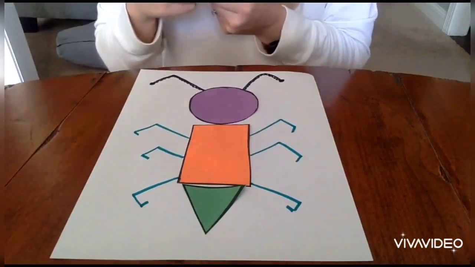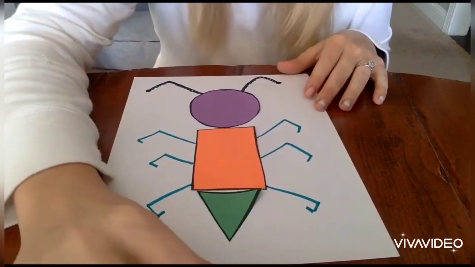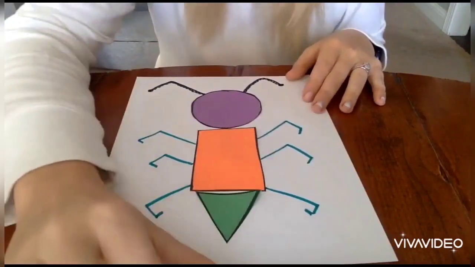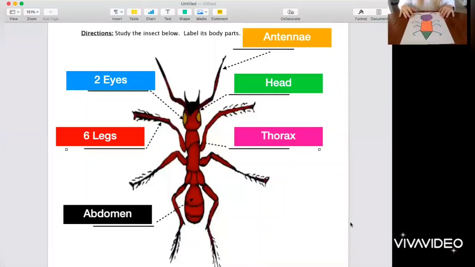What else do we need? Let's go look. Let's see if we can figure it out. All right, do we have these? Let's see. Yep. Do we have a head? Yep. Do we have a thorax? Yep. Do we have an abdomen? Yep. Do we have 6 legs? 1, 2, 3, 4, 5, 6. Yes. Do we have these? Do we have 2 eyes? No, we need to add our eyes.